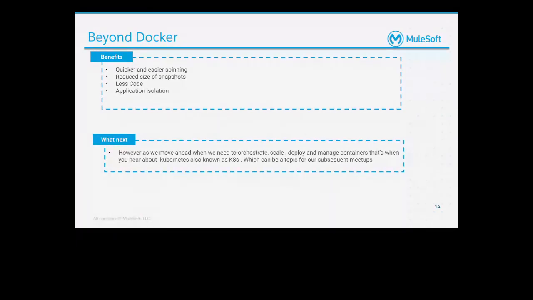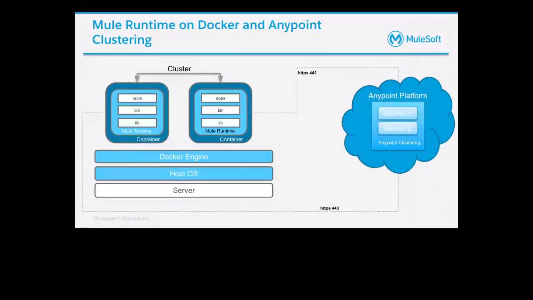Okay. So then we come to cluster. So basically, this is the cluster architecture. You'll have the server. You'll have the host or operating system on which your Docker engine sits. And on this Docker engine, you'll have the containers hosted. So here in our example, we are going to spin up two containers. And within each of the containers, you will see all these folders: apps, bin, lib, domain, all of that.